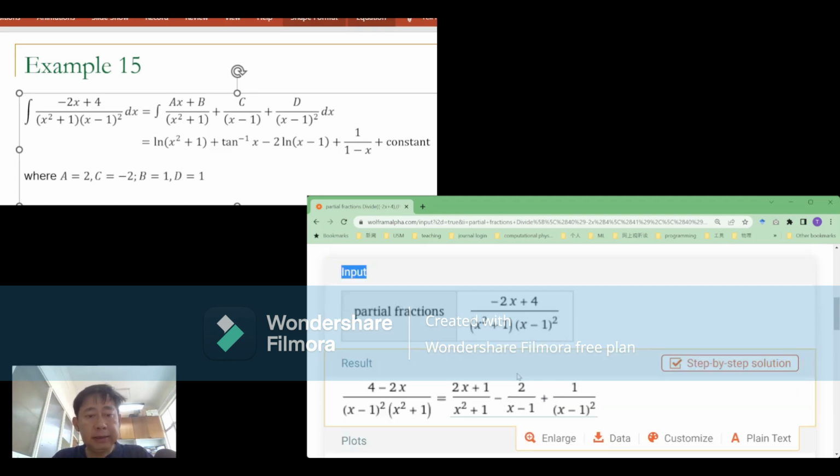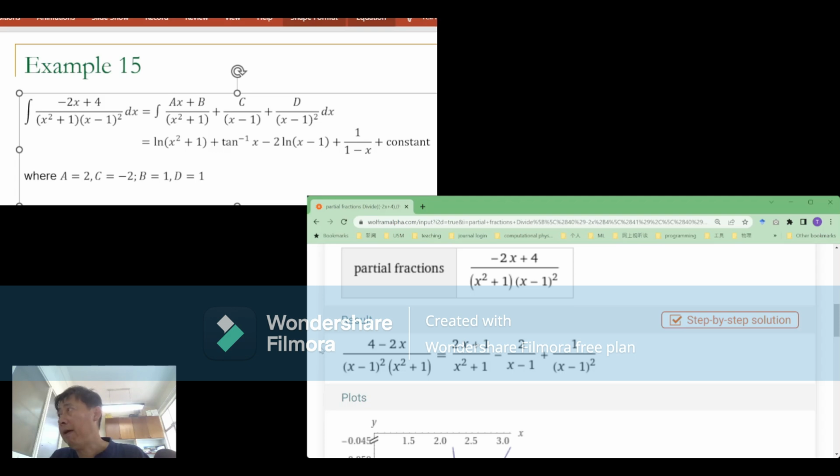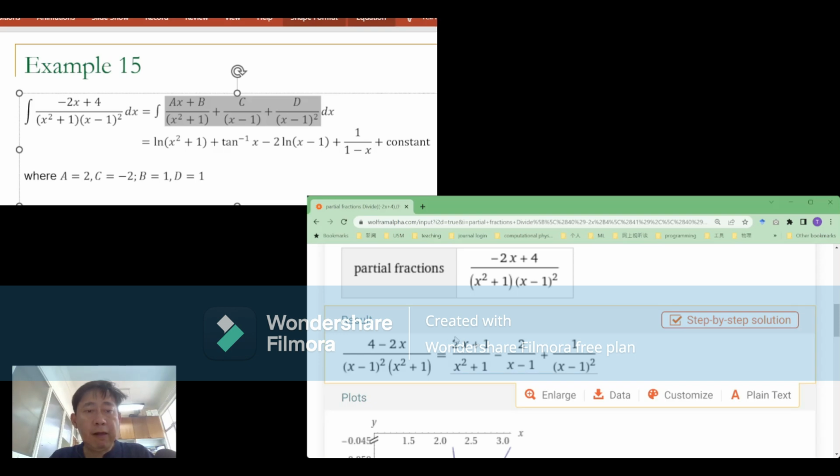And this is the result of the partial fractions produced by Wolfram Alpha. You can compare the partial fractions term by term with the expression of A, B, C, D in example 15 in the PowerPoint. You will find that Wolfram Alpha indeed reproduces these constants in the partial fractions correctly. In Wolfram Alpha, the term A has a value of 2 and B has a value of 1. The C term is minus 2 and the D term has a value of 1.